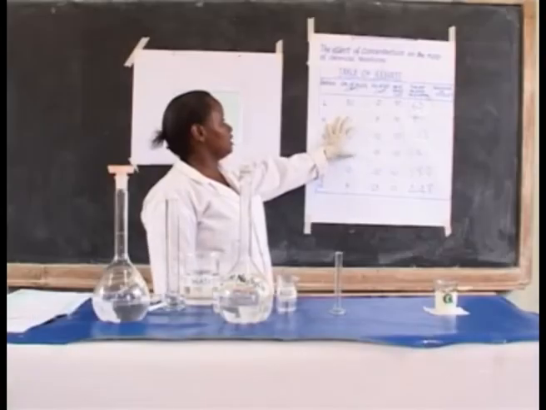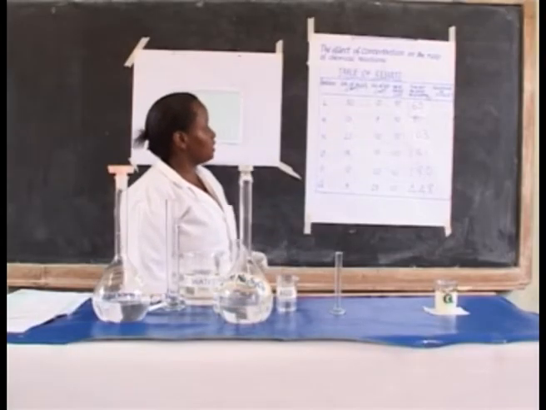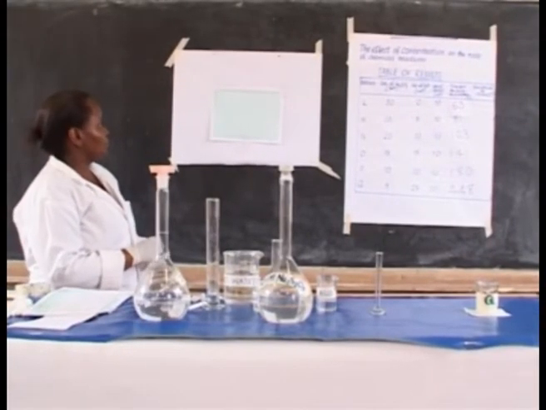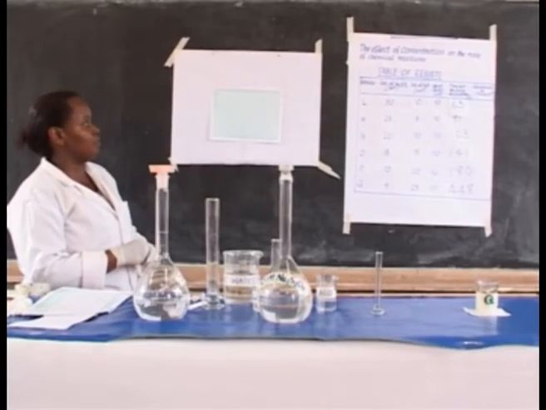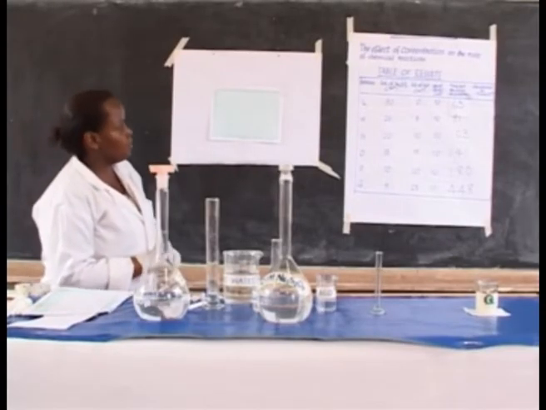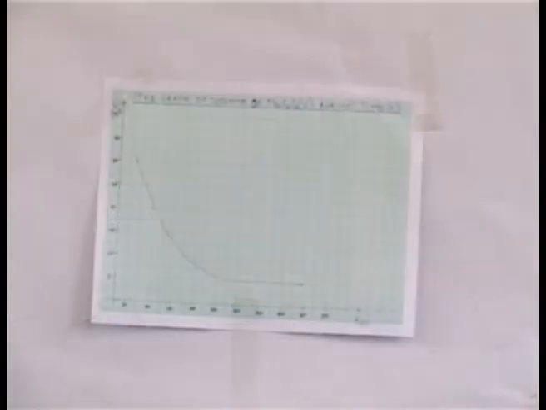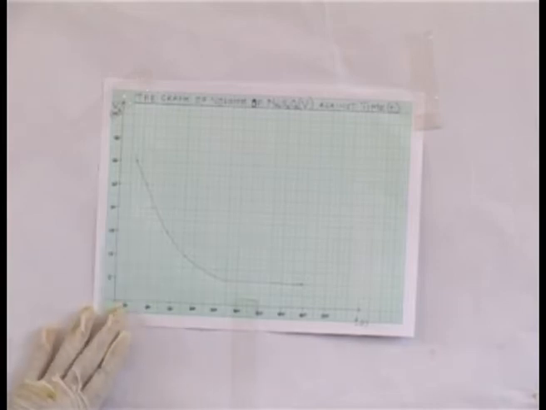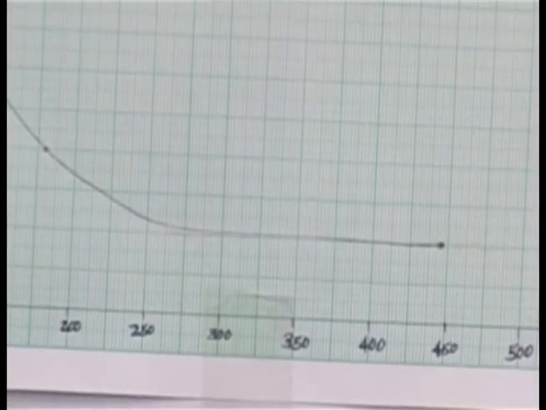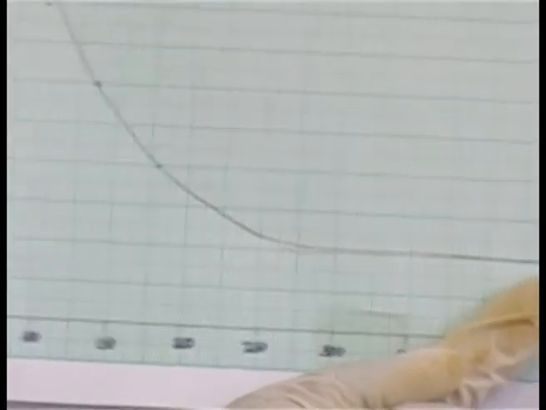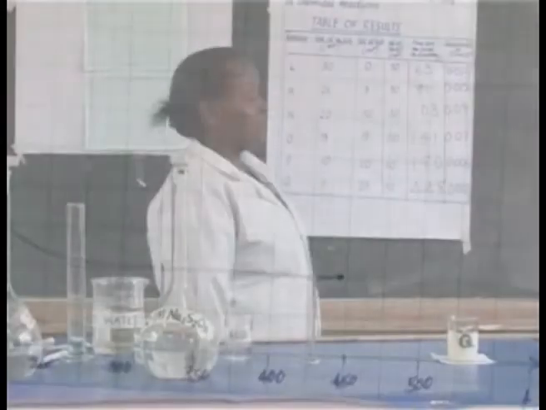You can use this data to plot the graph of volume of sodium thiosulfate against time taken for the mark to disappear. From this graph, as the volume of sodium thiosulfate decreases, the time taken for the mark to disappear increases.